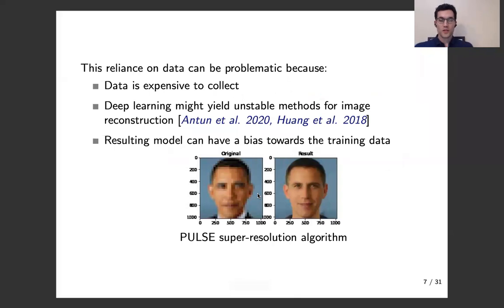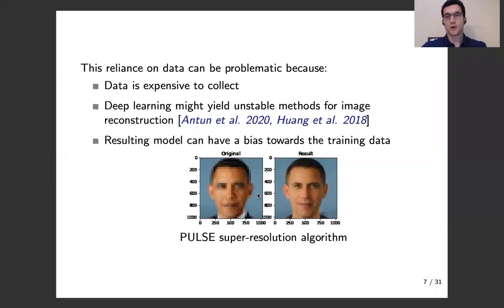What's interesting about this development is this reliance on data, because the previous generation of methods didn't really rely on data. L1 minimization doesn't rely on data. Total variation regularization doesn't rely on data. This reliance on data can be problematic for essentially two reasons. The first reason is, well, it's expensive to collect. But even if you collected it, there's some concern that deep learning might yield unstable methods for image reconstruction.